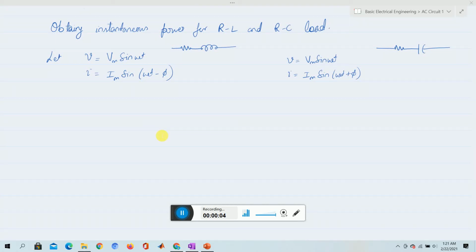Here we talk about what the instantaneous power will be if we have an RL load and an RC load, assuming that the voltage is the reference, V = Vm sin(ωt), and the current lags by an angle of φ. Here the current is leading by an angle of φ if it is R and C, and if it is R and L, the current is lagging by an angle of φ.